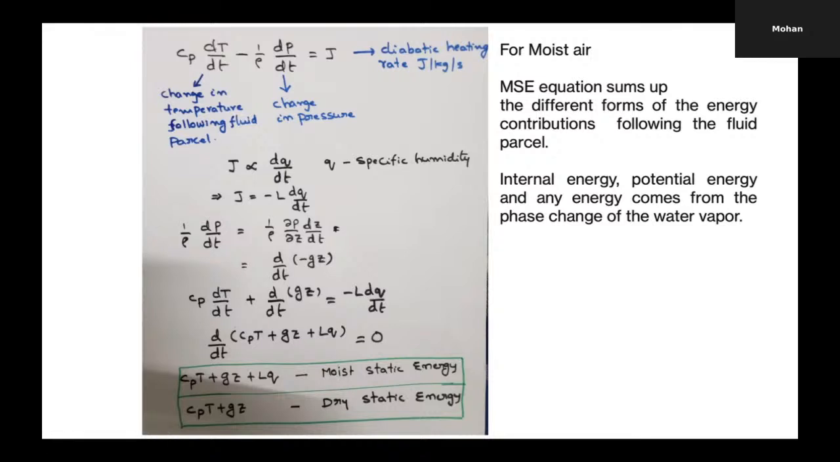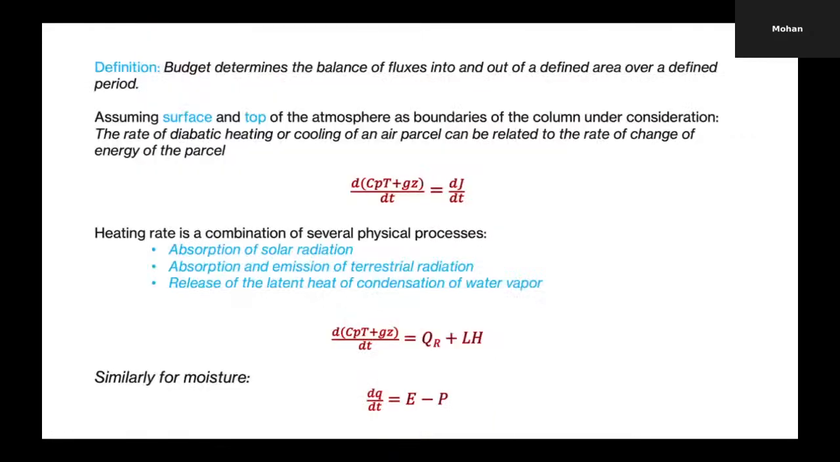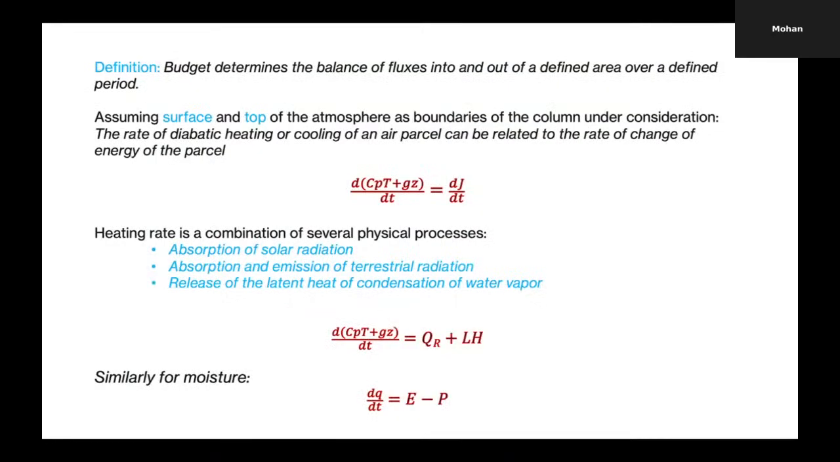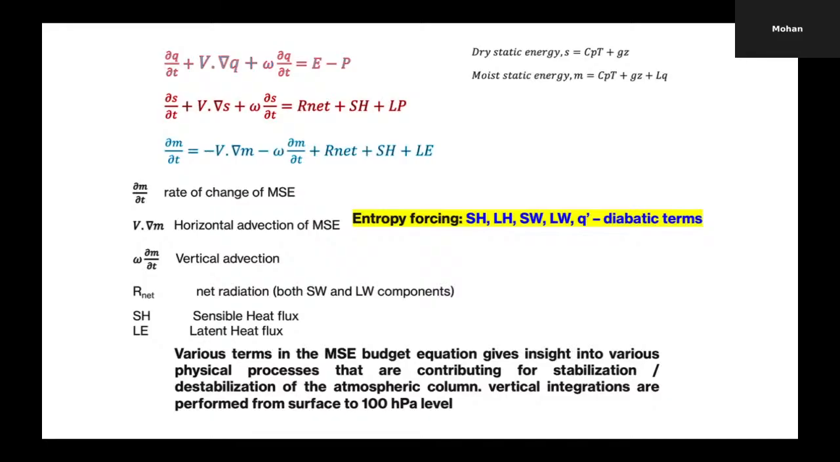Combining all these things, because everything changes, the rate of change of moist static energy and the rate of change of dry static energy is nothing but your J, that is, the rate of change of heat source. The heat sources are the changes. When you put everything together, you end up with an equation called the moist static energy equation, that is this one.